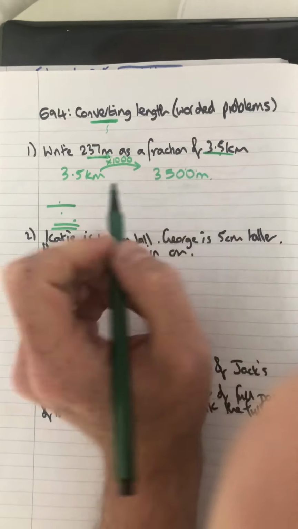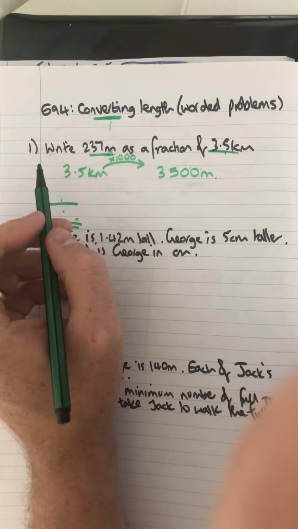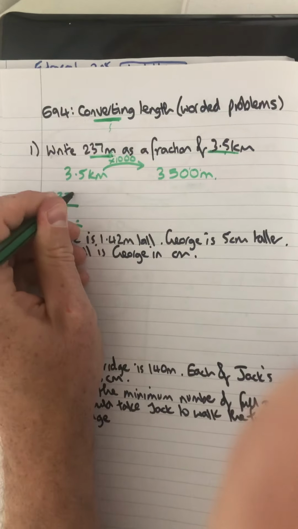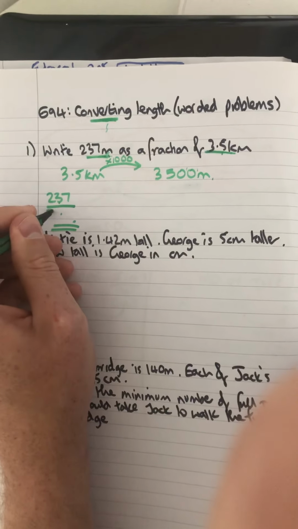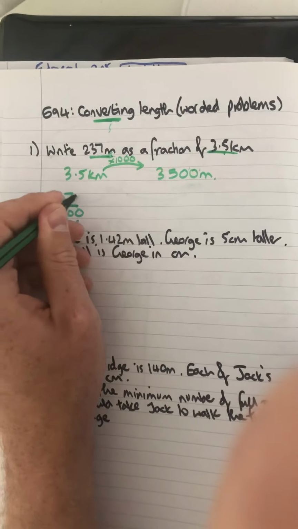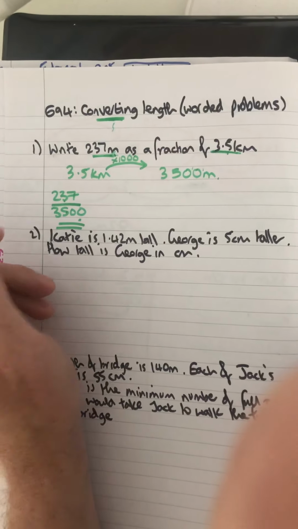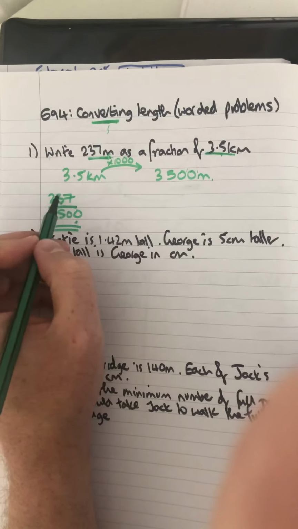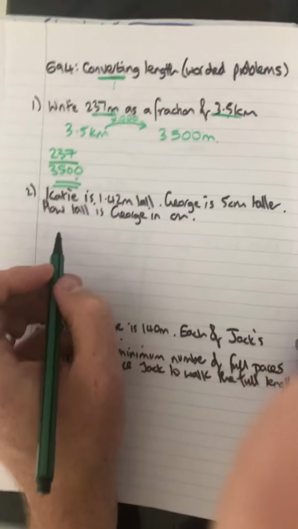3,500 metres. So to write a number as a fraction of another number, you'd put the number you want on the top, 237, out of 3,500, and then see if you can cancel it down. Okay, you can't cancel it down, so that's it.